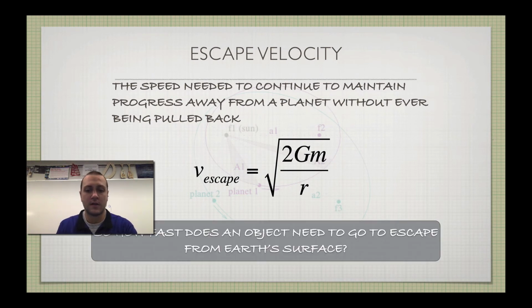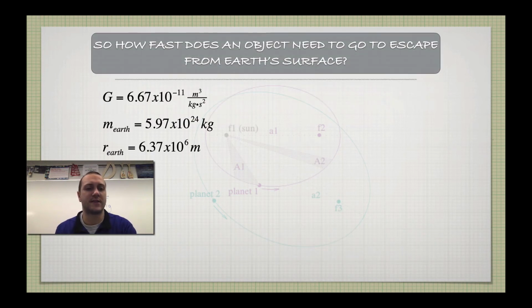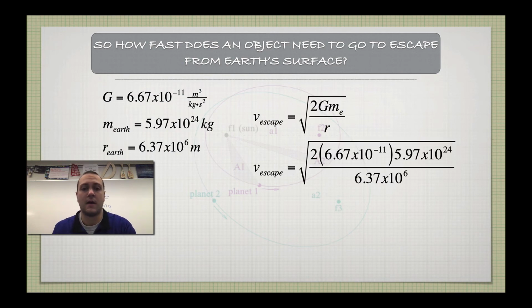So if an object is going to escape from Earth's surface, how fast is it going to be moving? What we can do is use our exact same set of givens, except now we want to know how fast to escape Earth's surface, so the radius of the Earth is actually going to be prevalent here. So our escape velocity is the square root of 2G times the mass of the Earth divided by the radius. It's the exact same process, except we just have that 2 underneath the square root. So our escape velocity is going to be roughly 11,200 meters per second.